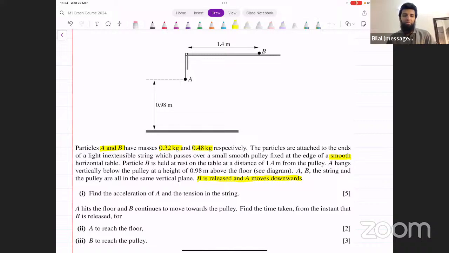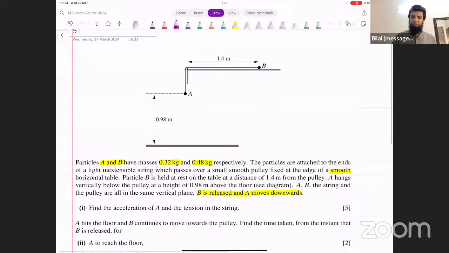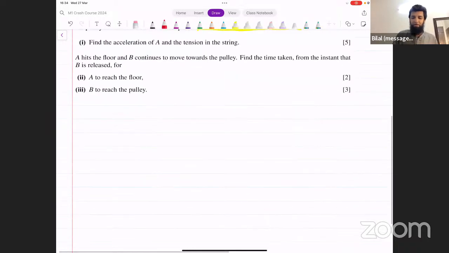Okay, so that's a pretty standard Newton's second law of motion question. We have 2 particles that are connected to each other. We need to find the tension and acceleration. You'll find this in every other question that involves Newton's second law of motion. You have connected particles, and you just have to apply Newton's second law of motion on each of them separately.